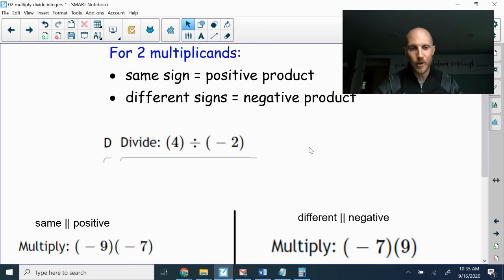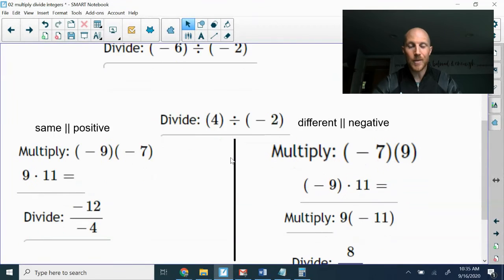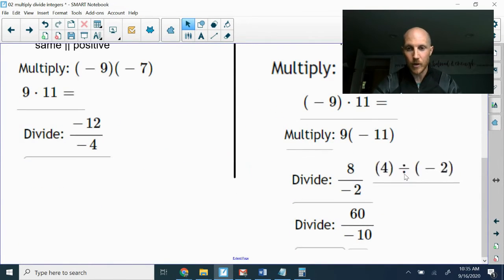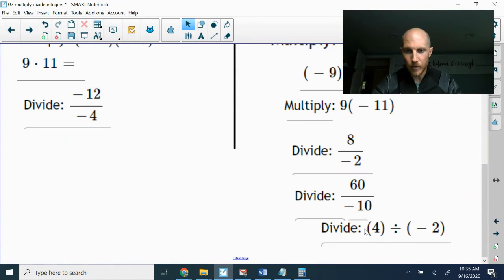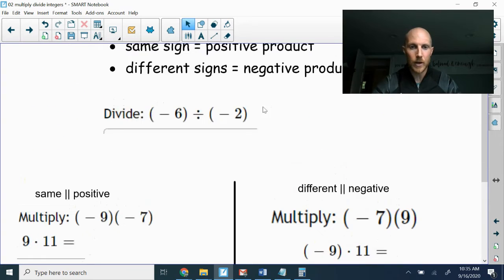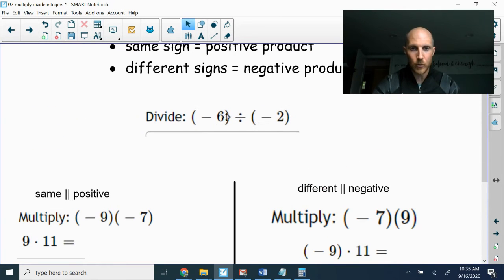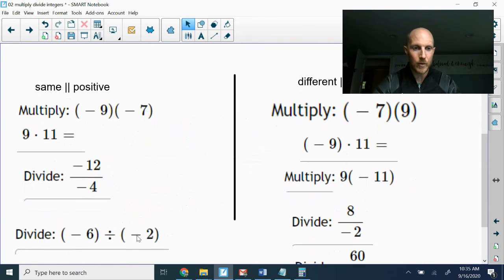I know it's a lot of stuff to keep track of, all these different symbols. At any rate, these two numbers have different signs, so I'm going to find some space here and stick that into our different category. And then that is the last one. So -6, -2, those both have the same signs.